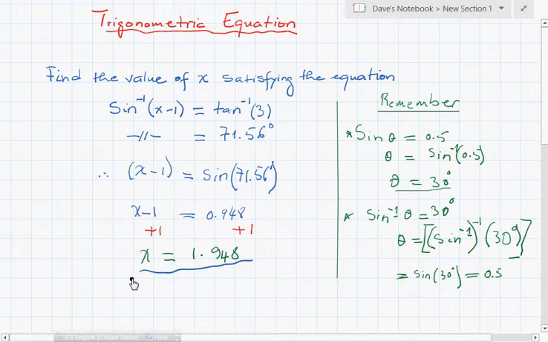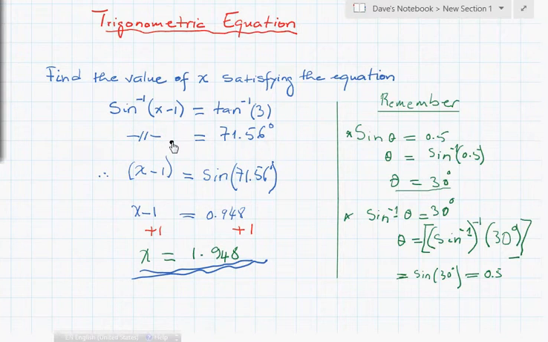Again, guys, I'm going to recapitulate everything. Today we dealt with a trigonometric equation. We had an exercise where we had to find the value of x satisfying this equation. First of all, we started by computing the value of tangent to the power of minus 1 of 3. It gives us 71.56 degrees.